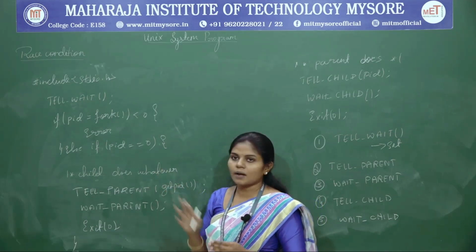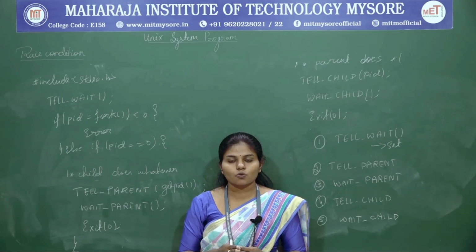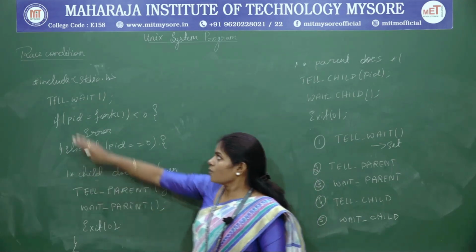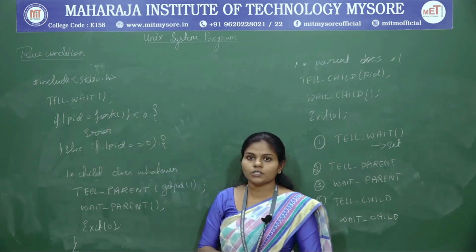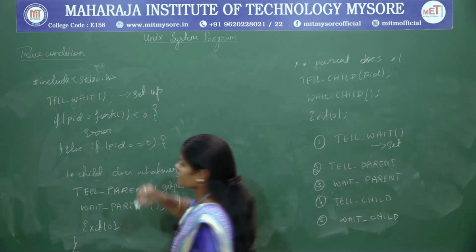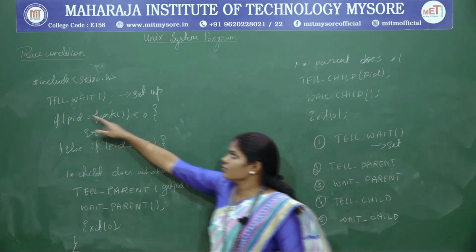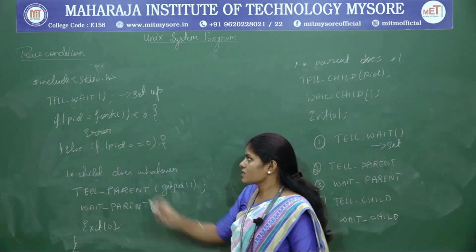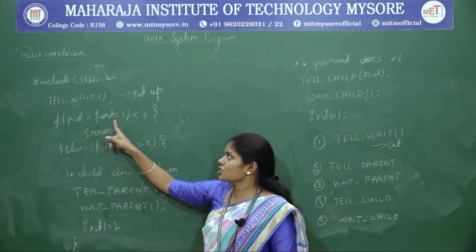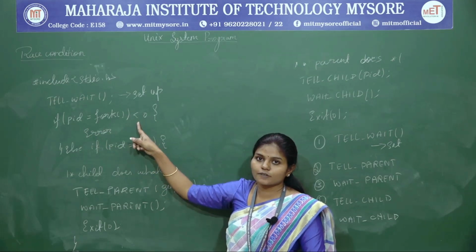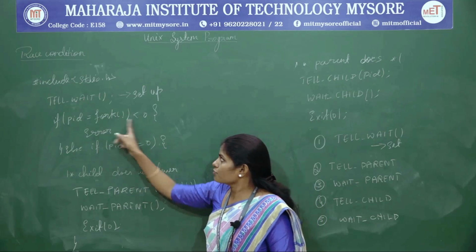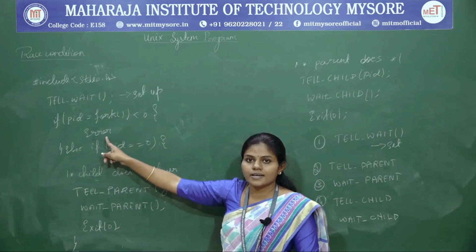The same program I am going to modify by using these important signals. See here, first I am going to set up all the signals, right? That is TELL_WAIT. Next, after that I am going to create the process. pid is equal to fork. By using the fork command I am going to create the process, right? If less than 0, then there is an error.